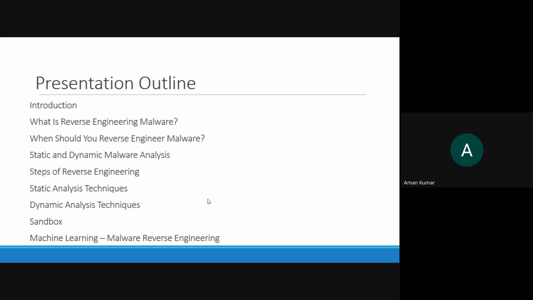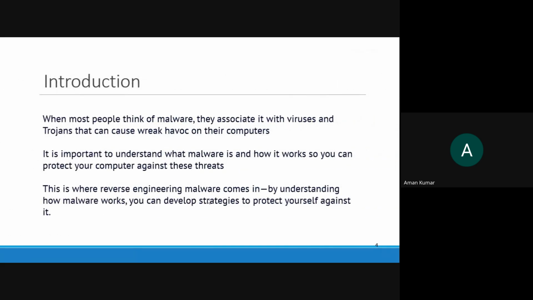Let's start with the introduction. When people think of malware, the association starts from a normal virus and goes up to ransomware. If my system is not responding properly, I will think I have a virus. Ransomware means it is going to encrypt my files. Right now it is very important to understand what exactly malware is and how it actually works.